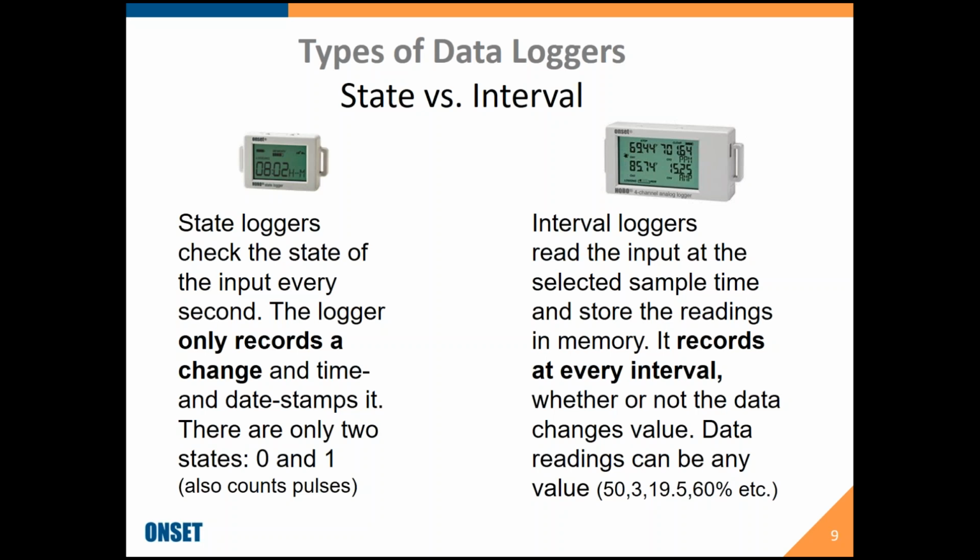Interval loggers, on the other hand, read the input at a selected interval, and it records that information at every interval. So if you set the logger for sampling every 15 seconds, the logger will go out, read what the input states, and store it. So it will record data at that rate. The values of that input can be any value, anywhere from a percentage to a number or something like that.